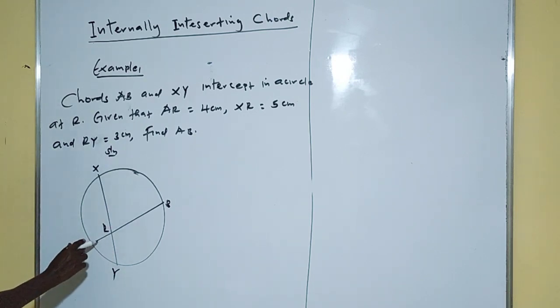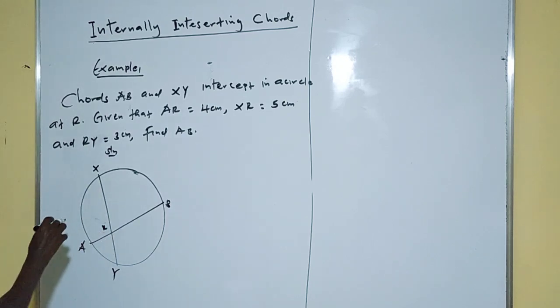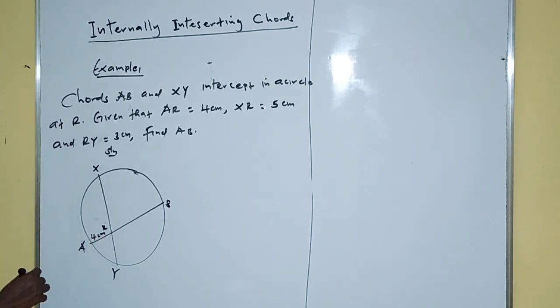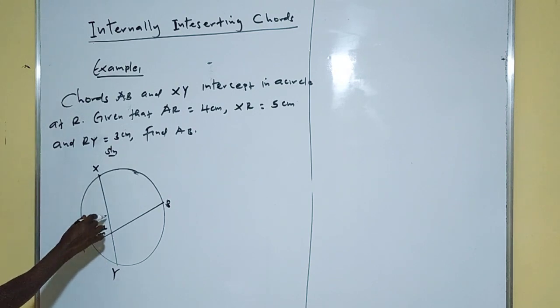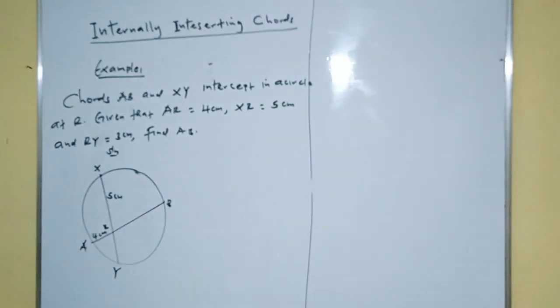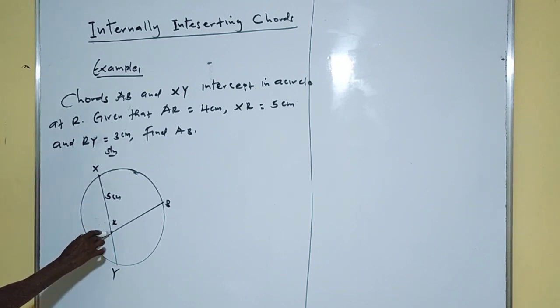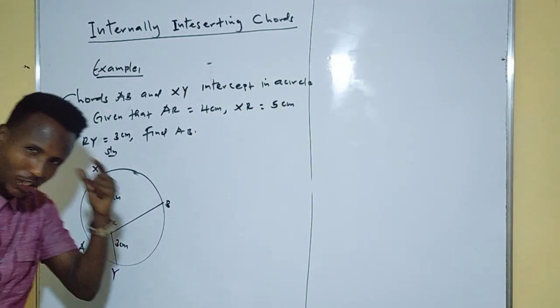Given that AR is this distance, don't forget, this is the point of intersection R. AR is 4 centimeters, right here. XR is from this point to this point, XR is 5 centimeters. Then RY is the distance between these two points. Let me write R here so that R is this point, remember. RY is 3 centimeters. So you are told to find AB, the whole line AB.